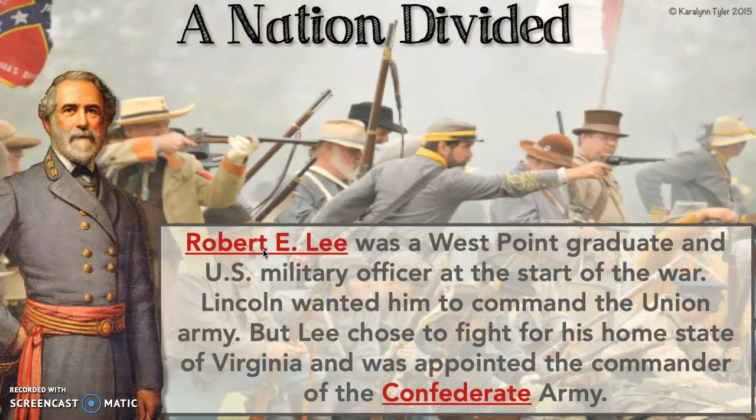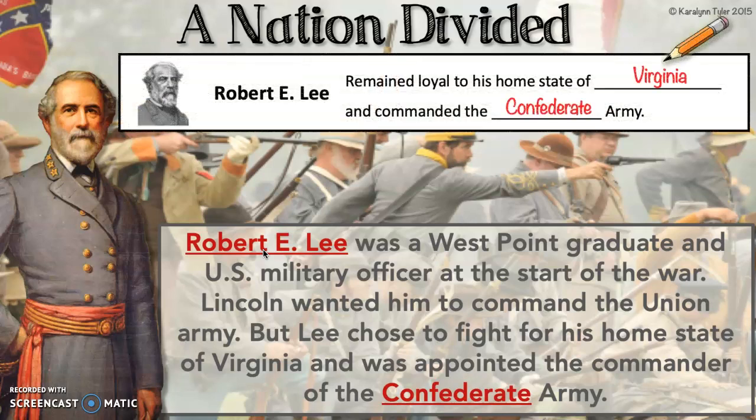Robert E. Lee was a West Point graduate and U.S. military officer at the start of the war. Lincoln wanted him to command the Union Army, but Lee chose to fight for his home state of Virginia, and he was appointed to be the head commander of the Confederate Army. Robert E. Lee remained loyal to his home state of Virginia and commanded the Confederate Army.